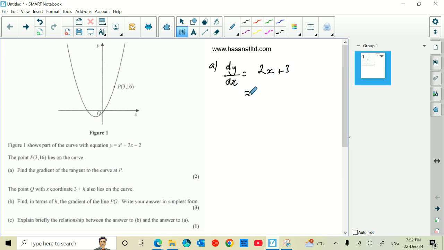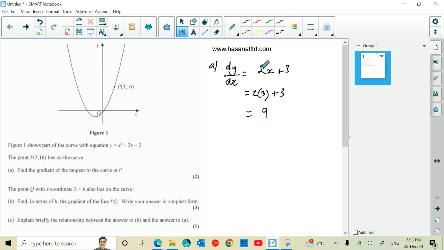And then we're going to substitute, because it does say find the gradient of the tangent. So that means when x is 3, I'm going to put that in. So that's 2 multiplied by 3 plus 3, which gives me the gradient equal to 9.